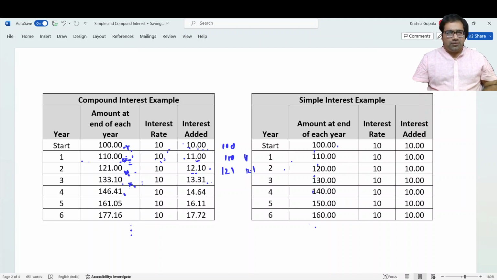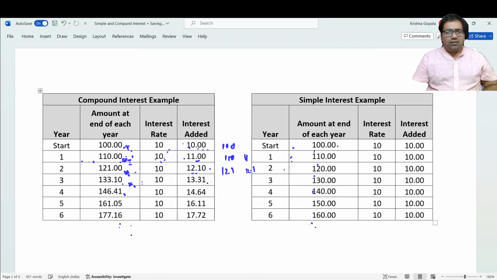So now if you observe, because you're adding the additional interest also, 10% of whatever interest is getting generated every year, the amount at the end of the year will always be higher than what it is for simple interest. So for example, in the first year it will be the same.